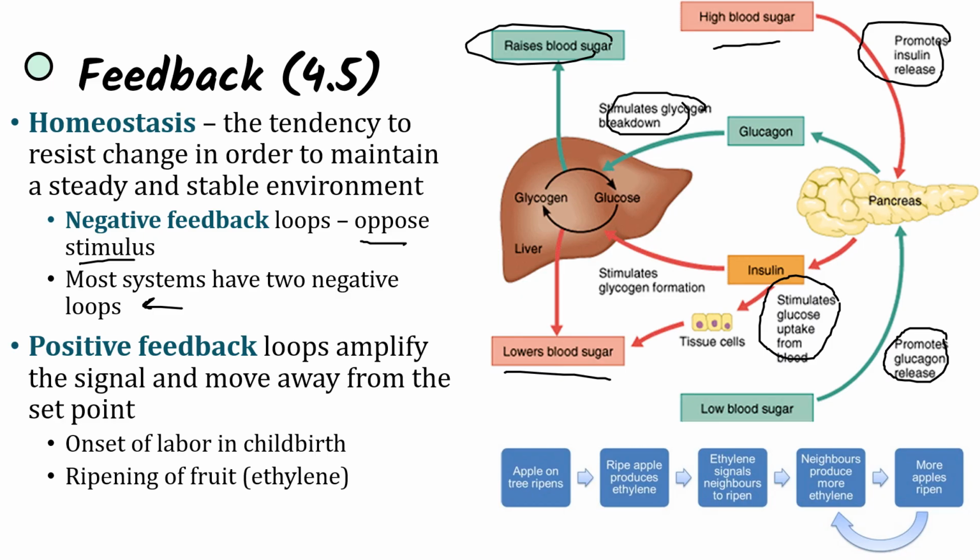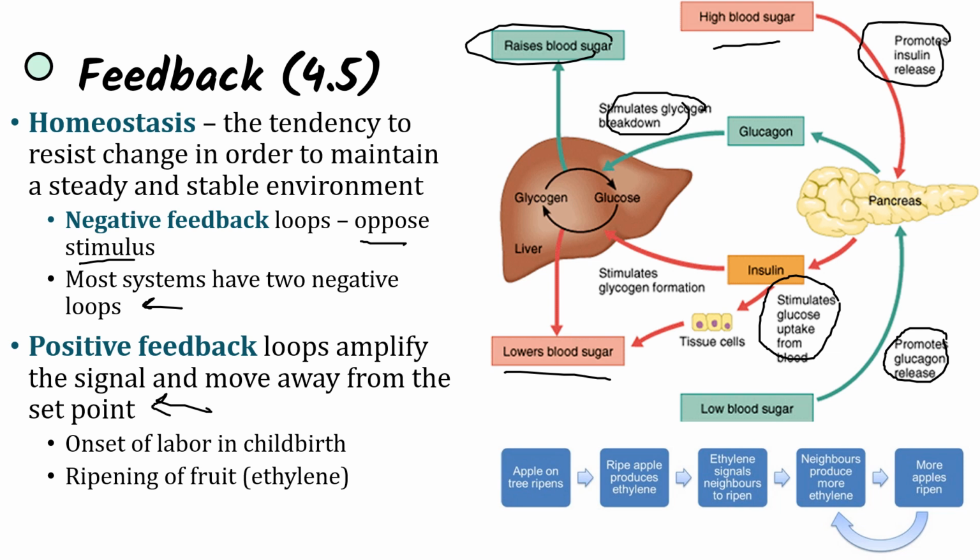Now, positive feedback loops are going to amplify the signal, and they're moving away from the set point. Some examples here are going to be the onset of labor in childbirth. Once there are those initial signals that the child is ready to be born, these signals are going to continue and keep increasing in strength until labor is complete.